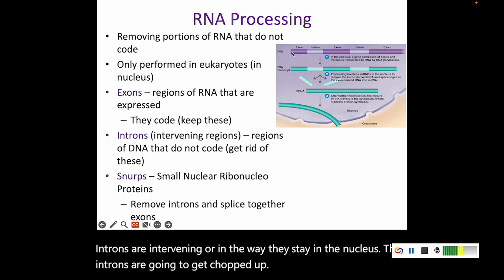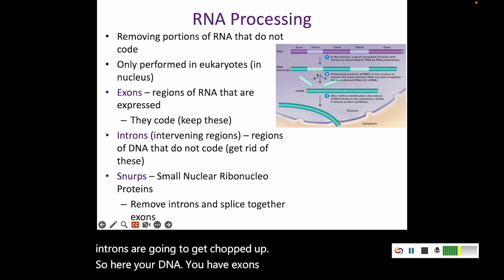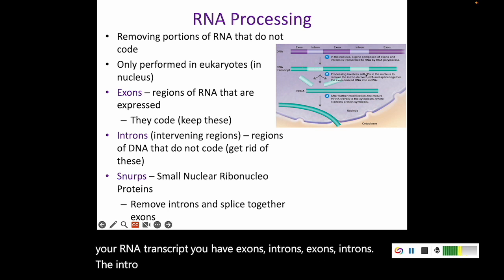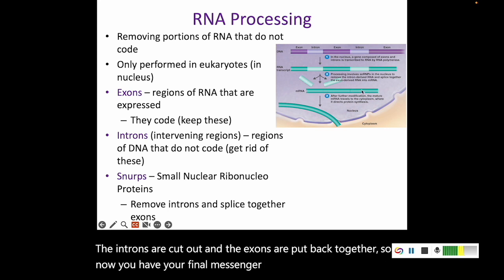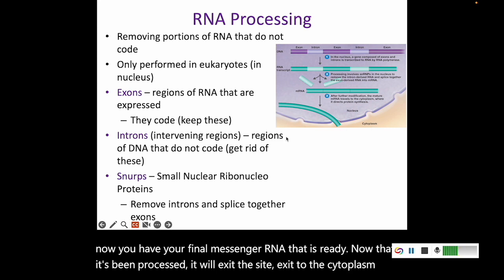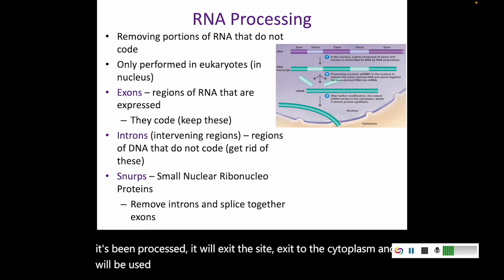So here, in your DNA, you have exons, introns, exons, introns. So in your RNA transcript, you have exons, introns, exons, introns. The introns are cut out, and the exons are put back together. So now you have your final messenger RNA that is ready. Now that it's been processed, it will exit to the cytoplasm and will be used for translation.